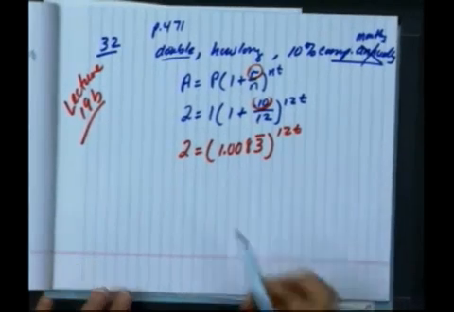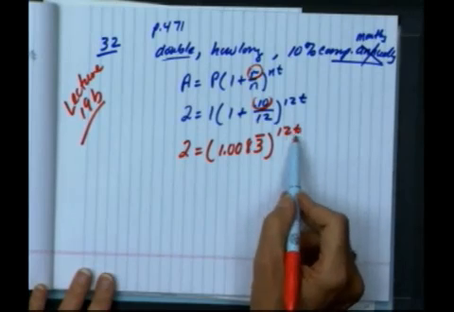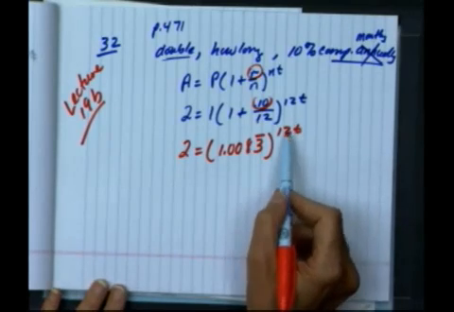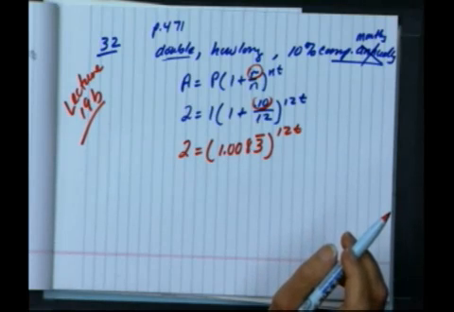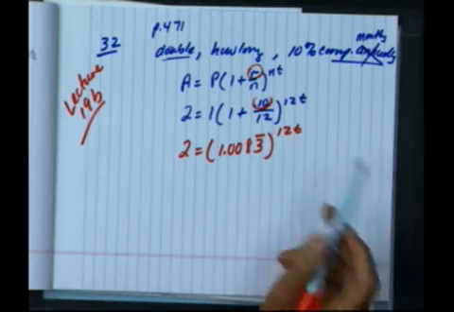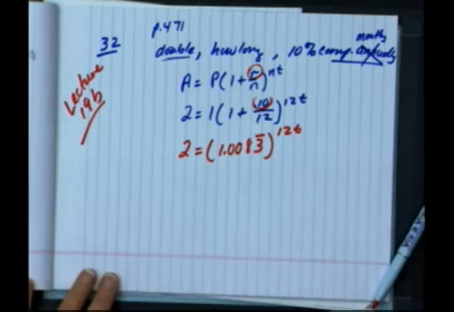All right, so what kind of equation is this, everybody? What's it called? Exponential equation. The unknown is up in the exponent. So what do you immediately know you're going to need to do to solve for t? Take the log of both sides.